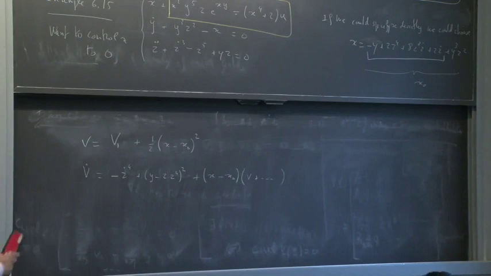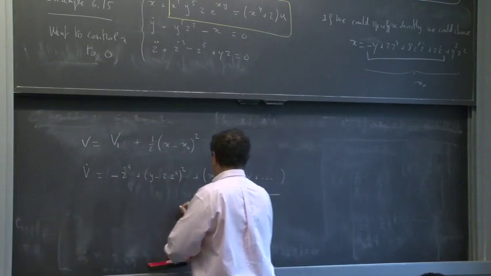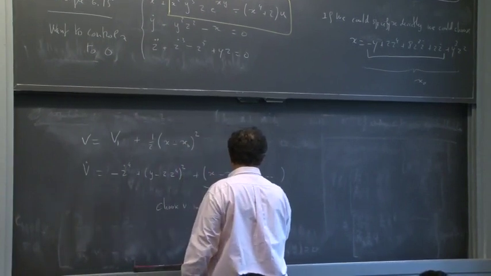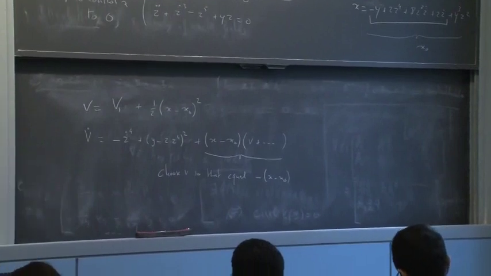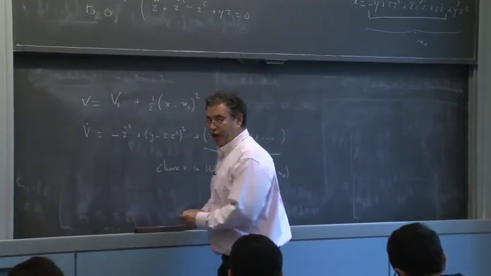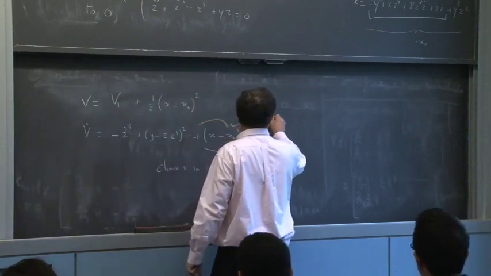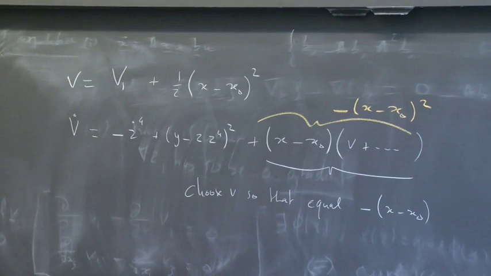So, and then of course, we're going to choose v so that this equals minus x0. So that this whole thing becomes minus x0 squared. Okay? And so it's the same story, right?